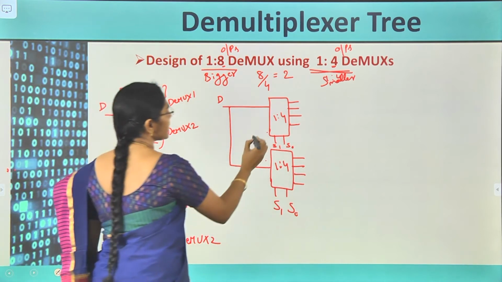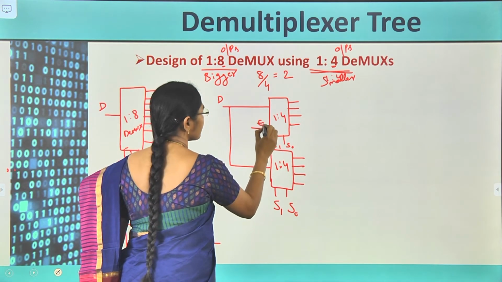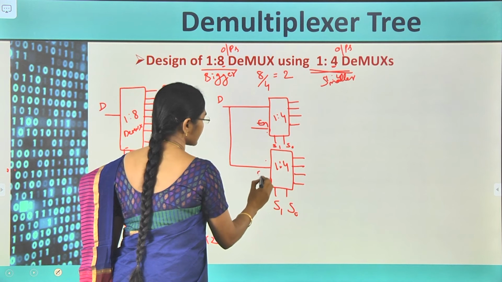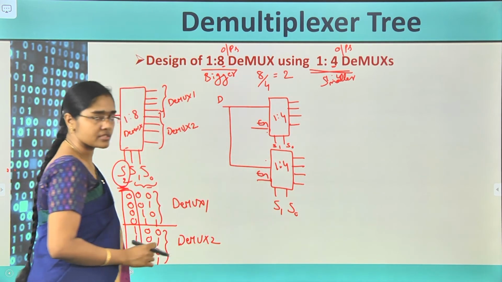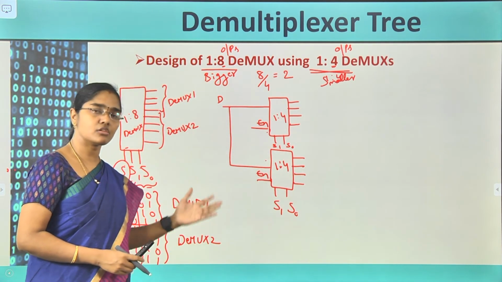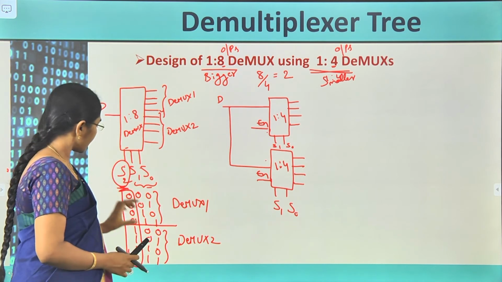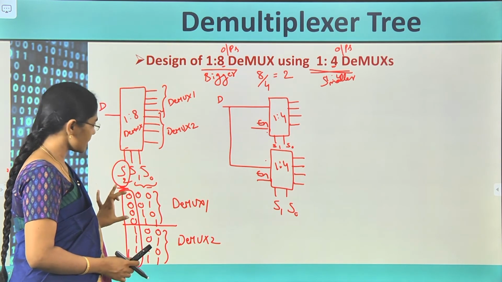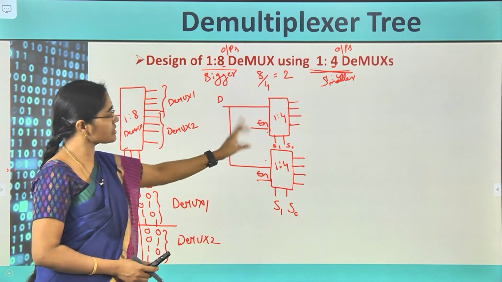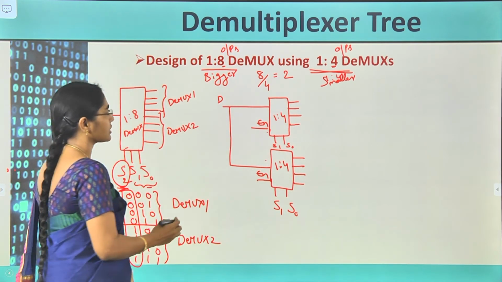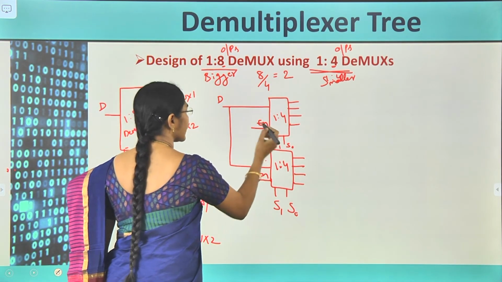So we use one enable signal here, an enable signal for both demultiplexers. We have seen the demultiplexer with an enable signal also. When S2 is equal to 0, the first demultiplexer has to work, but this enable signal is active high.